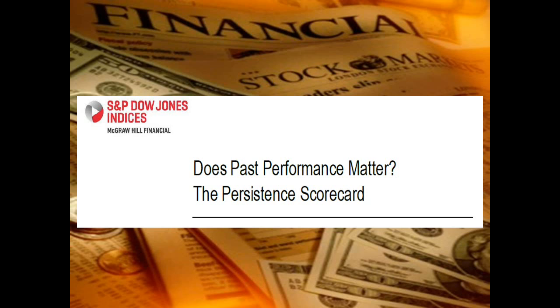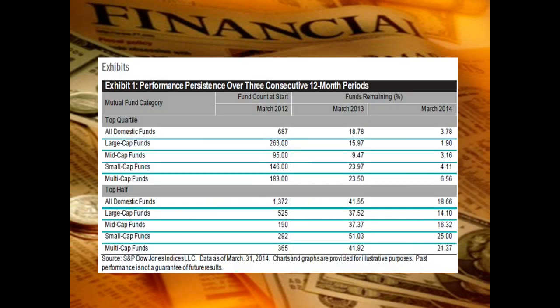And what they mean by persistence is, of the top mutual funds in the United States, the top performing mutual funds in the United States, how many of them were able to maintain that status at the top or near the top of mutual fund performance? And they looked at it several different ways.